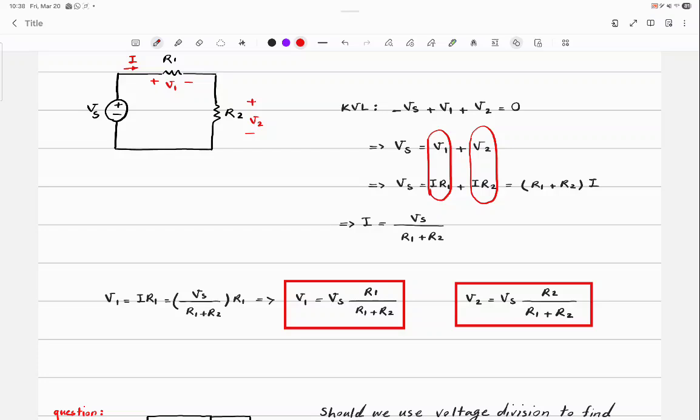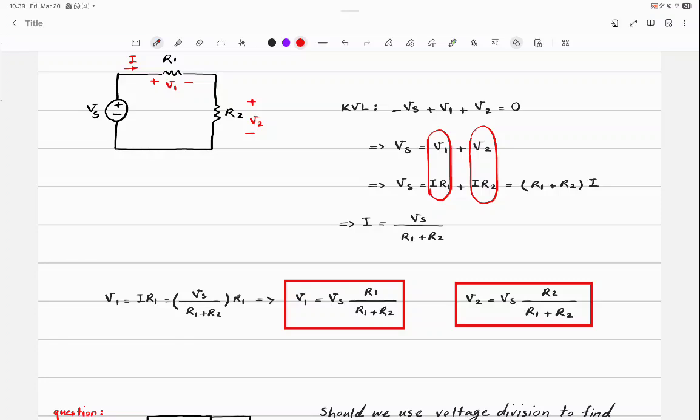One question. What's the point of these two equations? We could have found V1 and V2 as I R1 and I R2. So what's so special about these two equations inside the red boxes? You don't need current for them. That's why they're called voltage division. And they are super useful. You can bypass calculating current and just go directly and find these voltages.